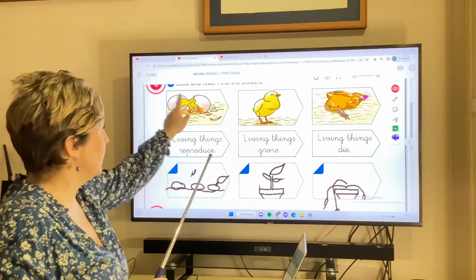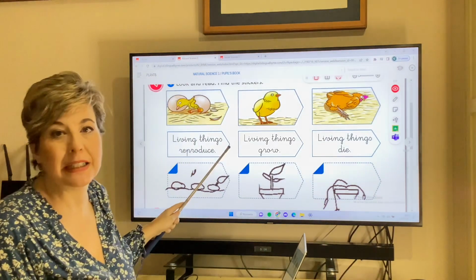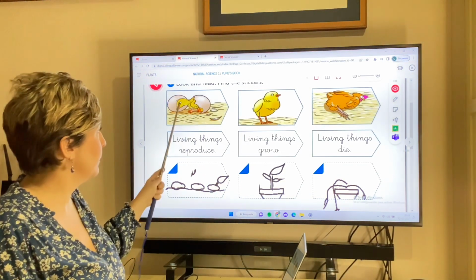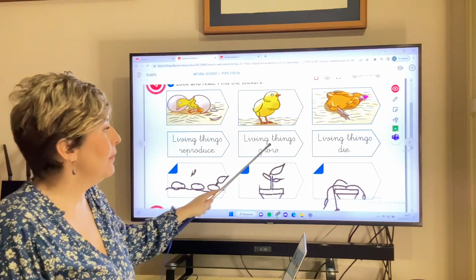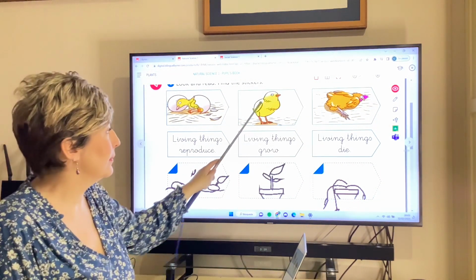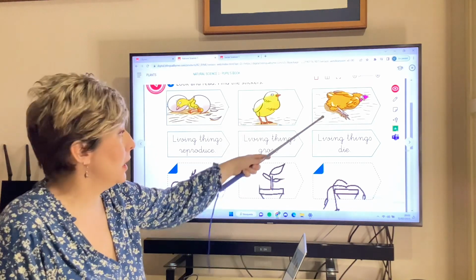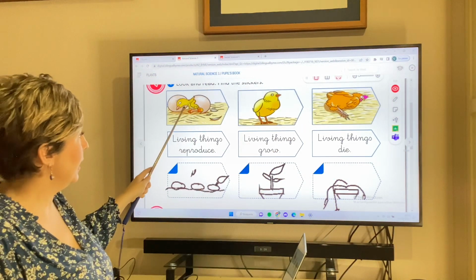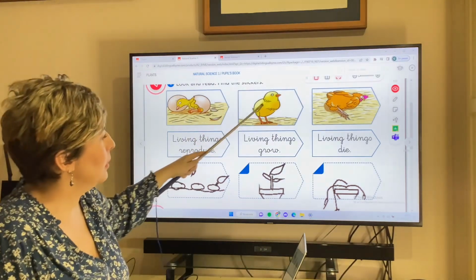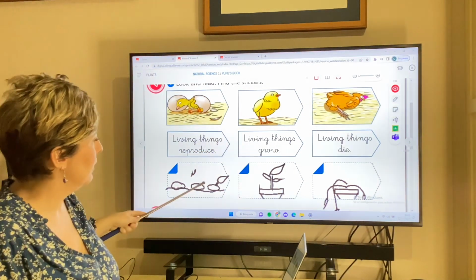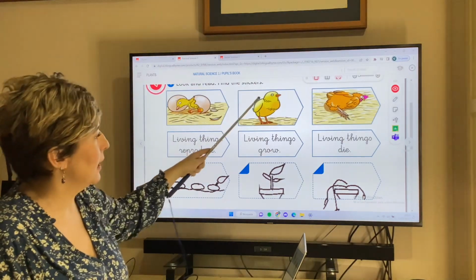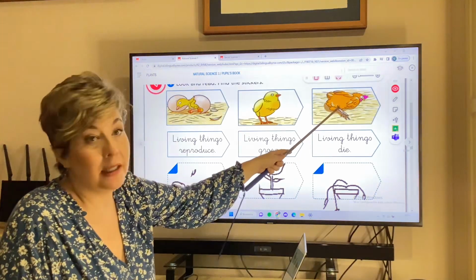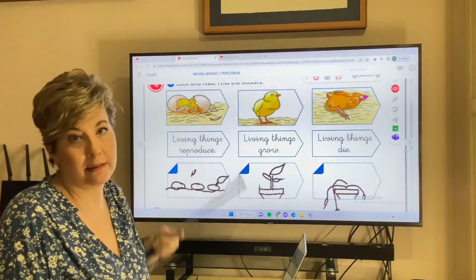Look at this picture. Living things reproduce. Listen and repeat. Living things reproduce. Living things grow. Living things die. And here we have an animal and a plant. An animal reproducing and a plant reproducing. An animal growing and a plant growing. And an animal dying and a plant dying.